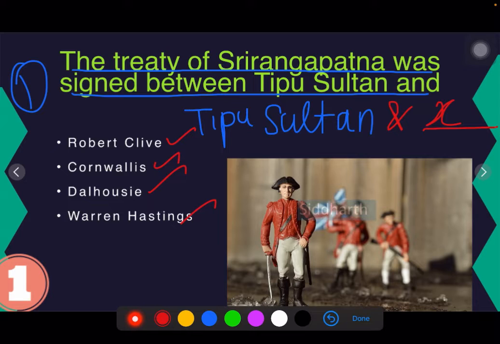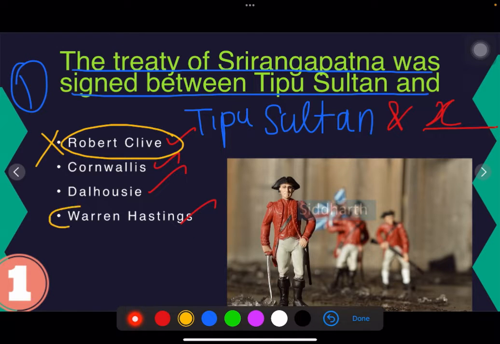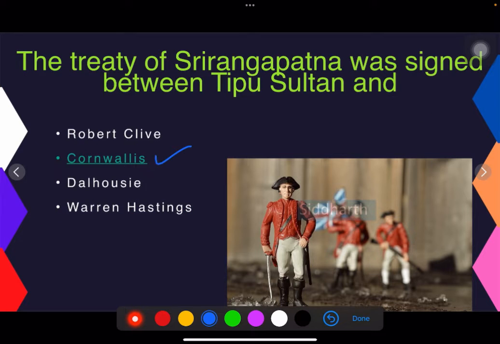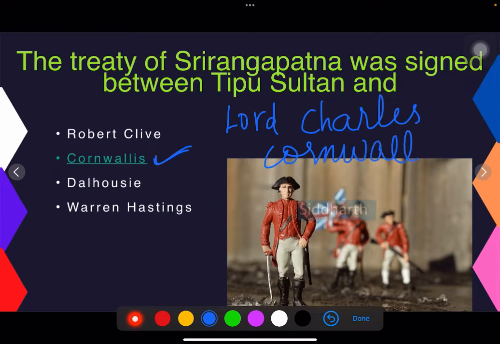Okay, time's up. And the correct answer is not Robert Clive. The correct answer is not Warren Hastings too. Yes, the correct answer is Lord Charles Cornwallis. He was a Governor General. So the Treaty of Seringapatnam was signed between Tipu Sultan and Cornwallis.